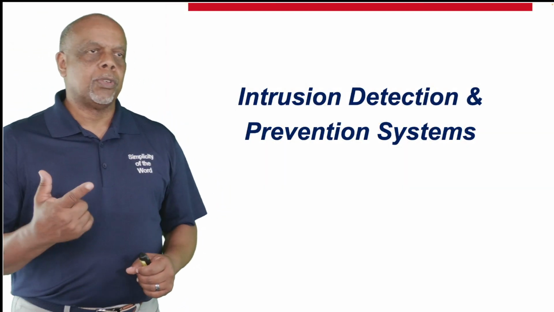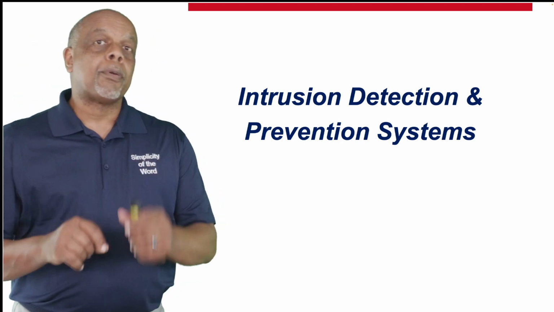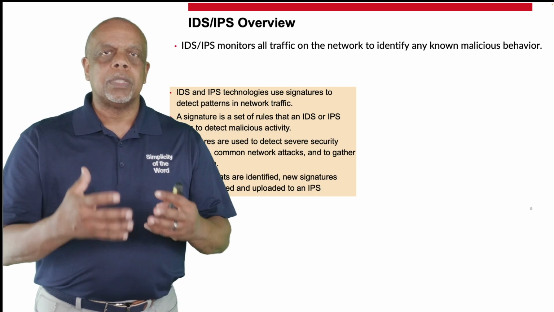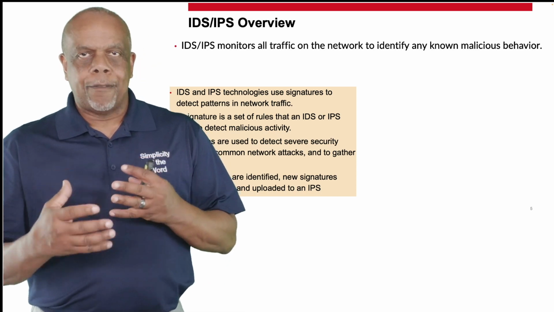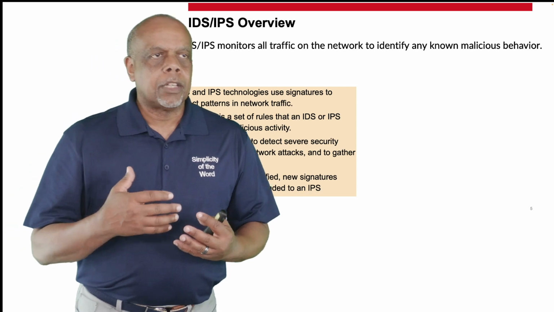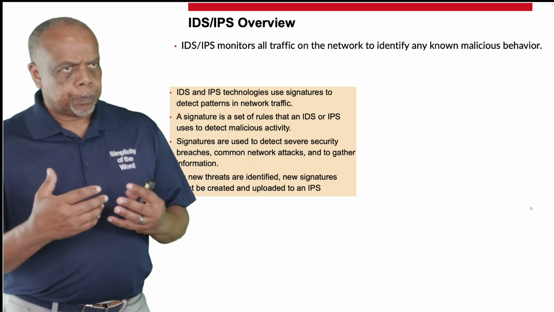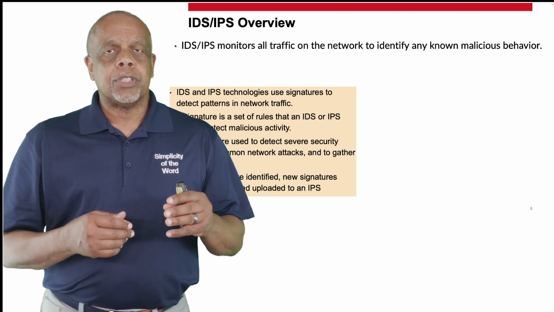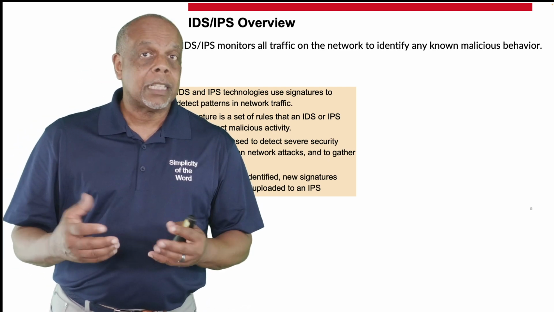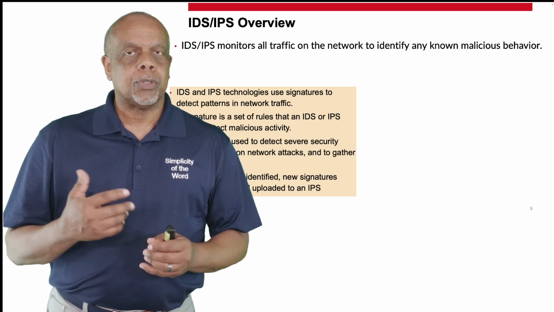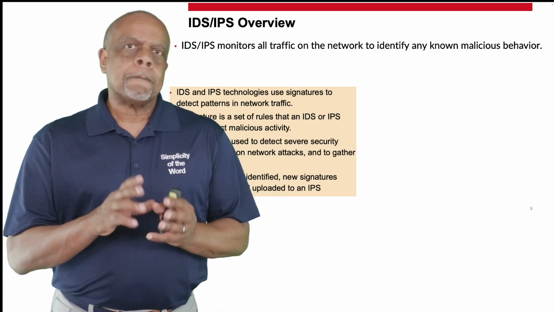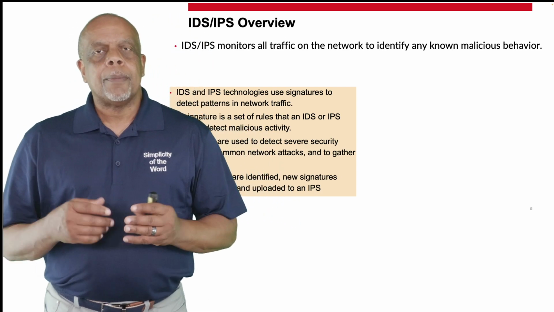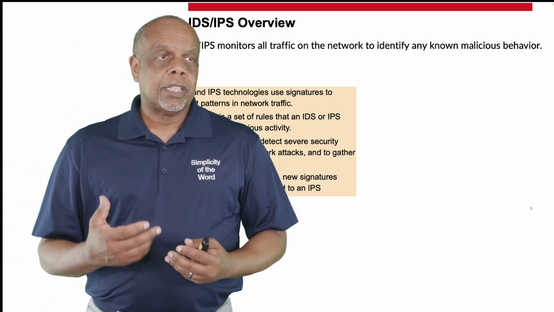IDSs, IPSs, intrusion detection systems, intrusion prevention systems. So what are these? Basically, they monitor your network traffic. They look for any type of malicious behavior. There is a fundamental difference between an IPS and an IDS. Intrusion detection is just that. It will just detect activities, whereas an IPS, intrusion prevention, will actually stop that packet from getting to its destination. They both have their advantages and disadvantages.